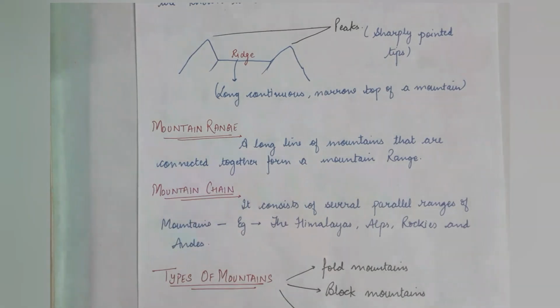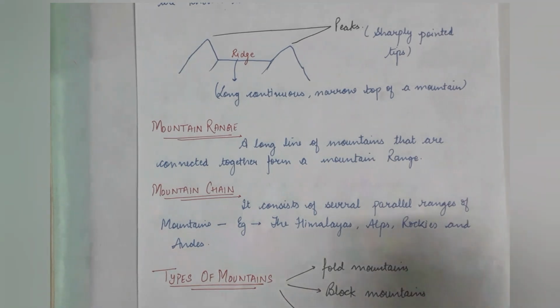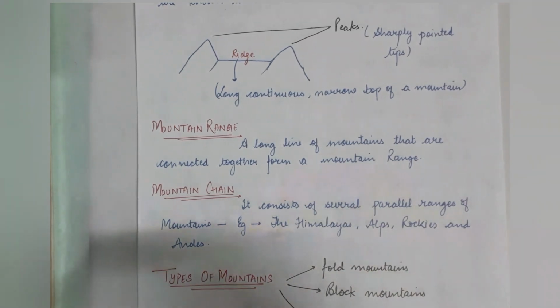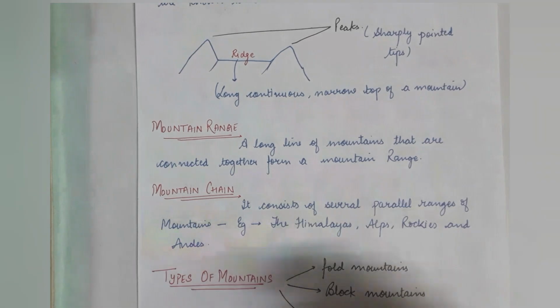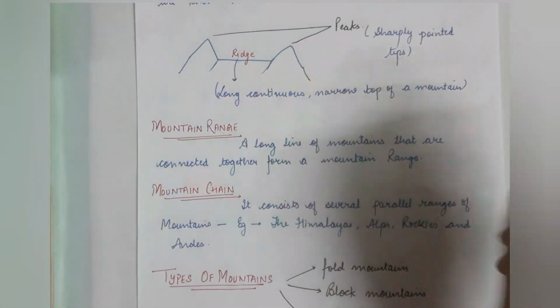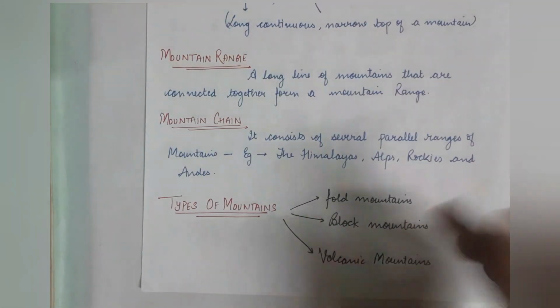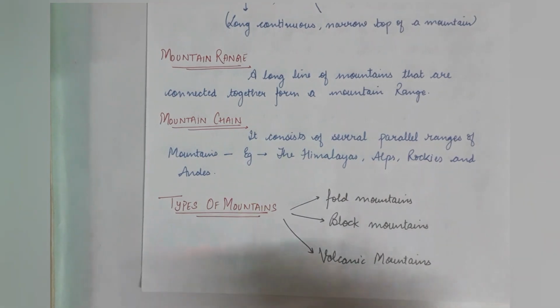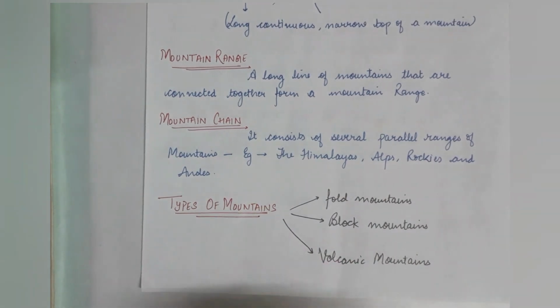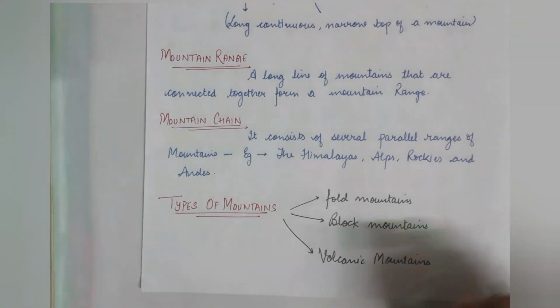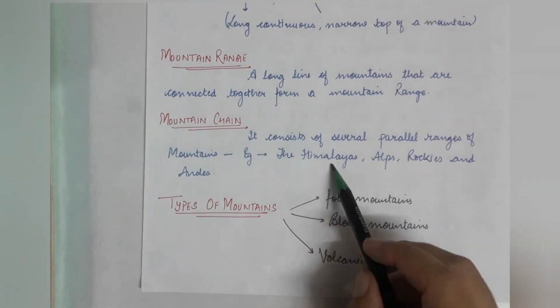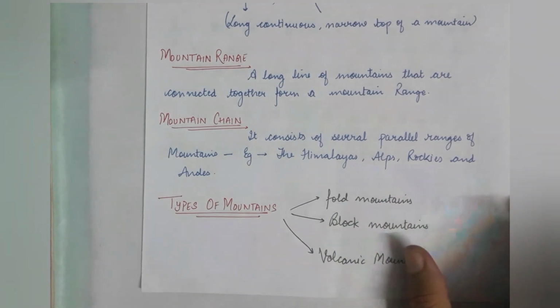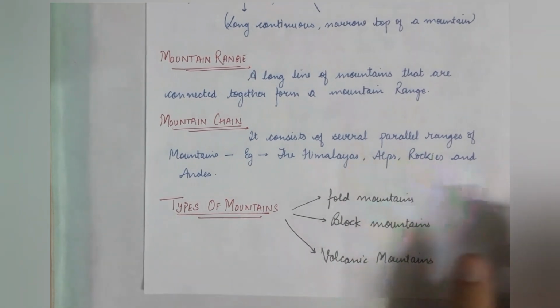Now we will be talking about the mountain range, a long line of mountains that are connected together. Many mountains joining together, a line is formed like this. This is known as the mountain range. When different mountain ranges, which should be parallel, form a chain, that is known as the mountain chain. So Himalayas, Alps, Rockies, Andes, all these are mountain chains.